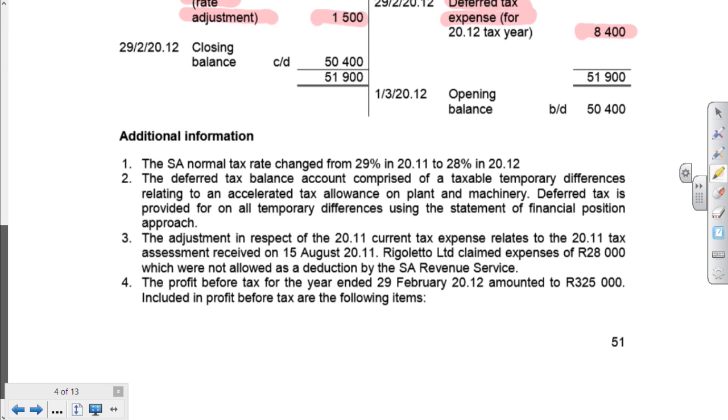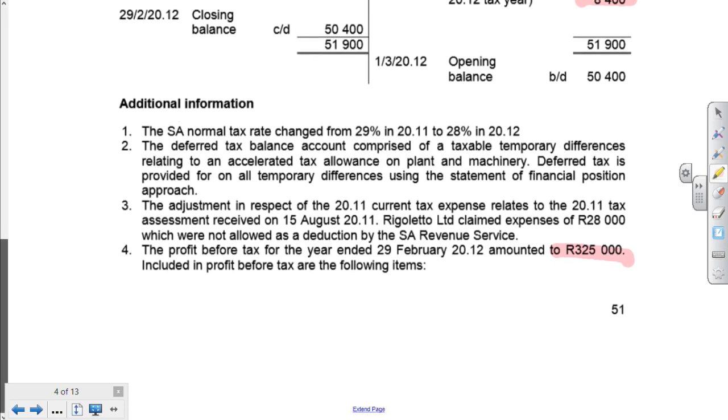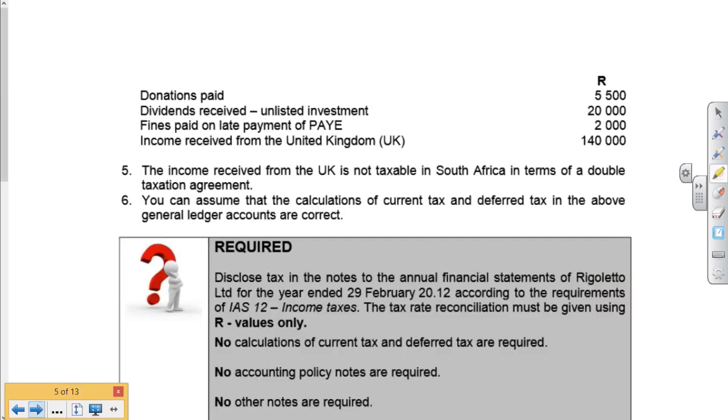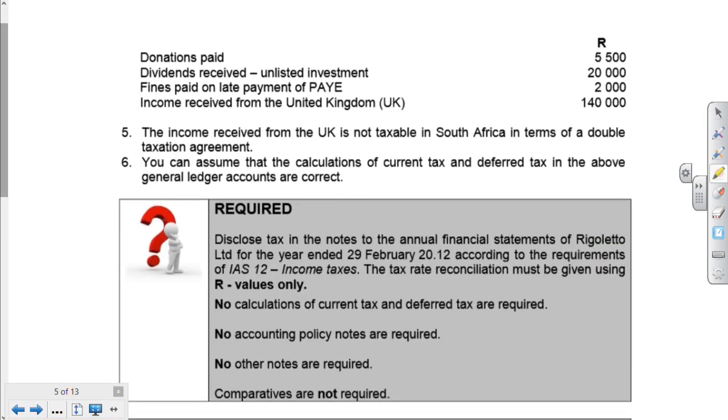Okay, so my recon is going to start with that. Do you agree? 325 times 28%. All right, so let's have a look. I have donations paid, dividends received, fines, and income from the UK. Here's my income from the UK.